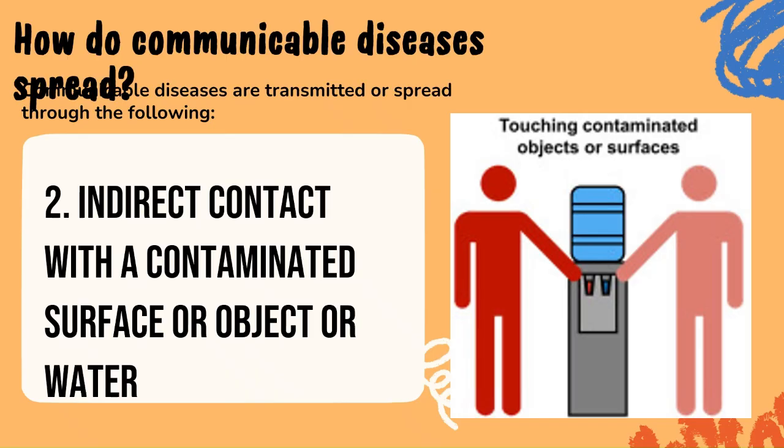Typhoid fever spreads when people drink water or eat food that has been contaminated with bacteria. The next one is the norovirus. Norovirus is a stomach virus that spreads quickly through dirty surfaces and shared food.